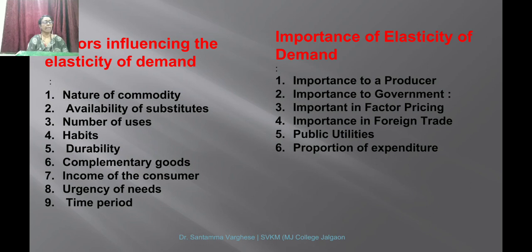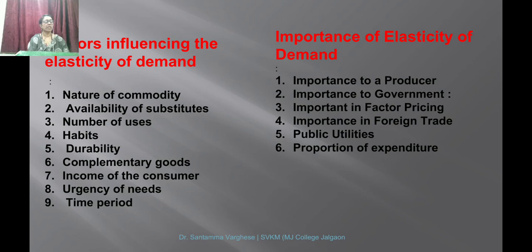Habits. Next point, habits make the demand for certain goods relatively inelastic. For example, addictive goods like drugs, or tea or coffee. So in these habits, what will happen? It is relatively inelastic. If there is a change in price also, it does not affect the demand. People purchase because it is the habit.